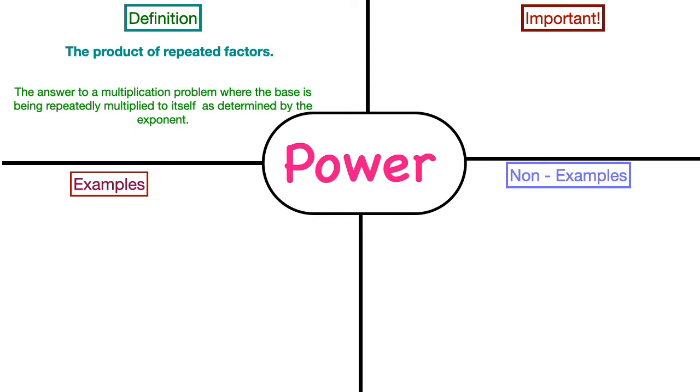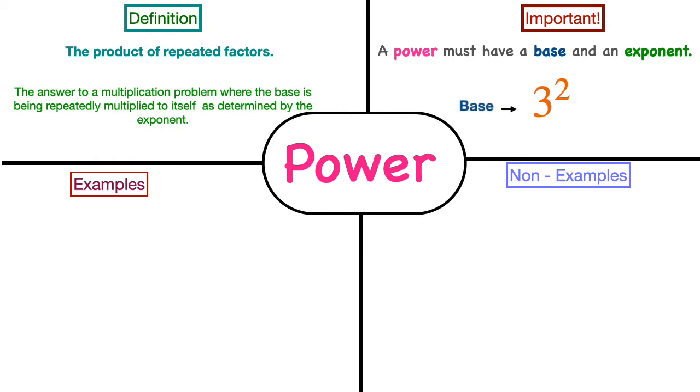So let's go ahead and look at the box that's labeled important. And what we need to really understand about a power is that a power is made up of two components. A power has to have both a base and an exponent. And I've given you an example here. Let's go ahead and look at 3 to the second power.